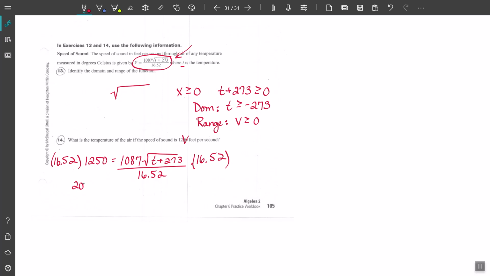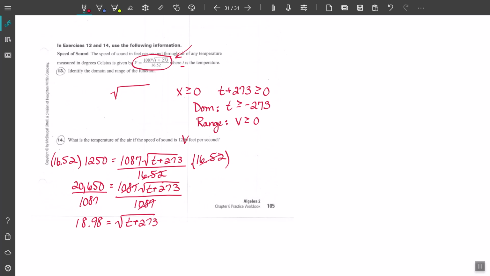We'll get this large number on the left side. This 16.52 denominator will go away, and we'll end up with this right here. All right, because we're multiplying 1087 by this radical, we can undo that with our division. Those go away, and you end up with 18.98 and this radical.